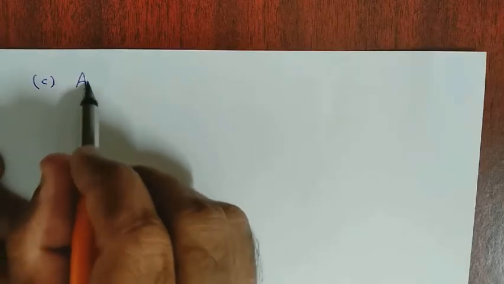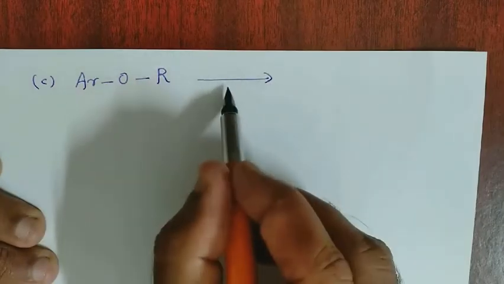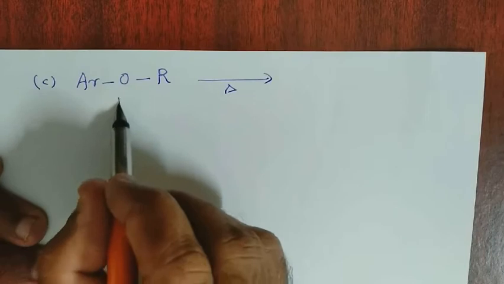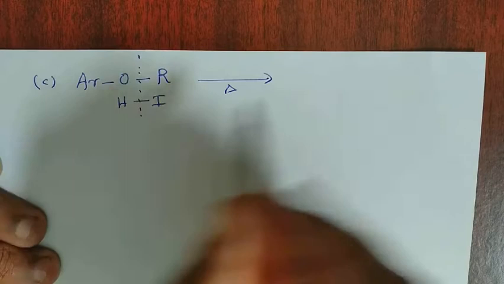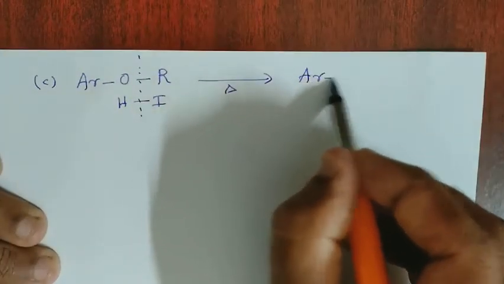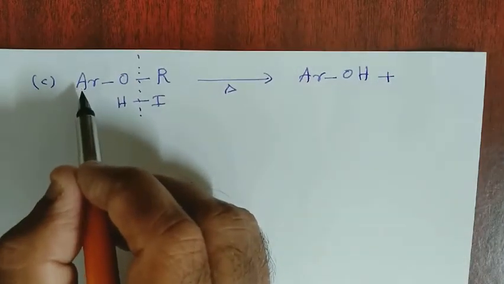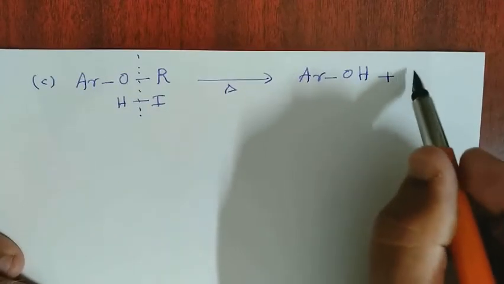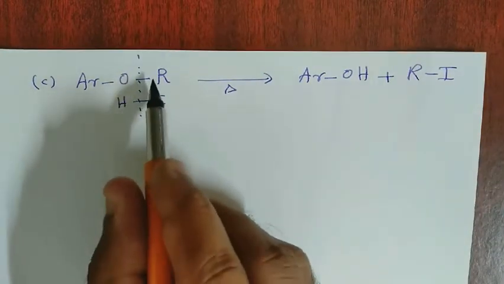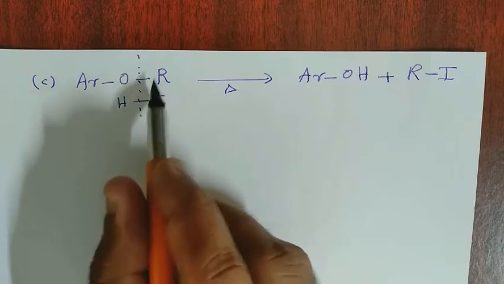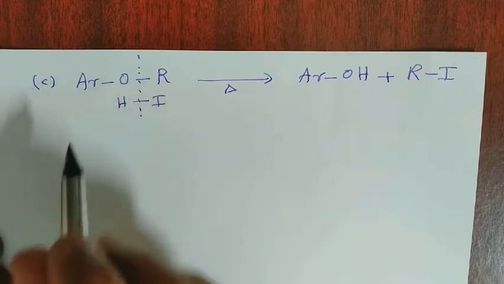Alkyl aryl ethers, on heating with concentrated HI, give a mixture of alkyl iodide and phenol. Ar stands for a phenyl group or a substituted phenyl group. In this reaction, the carbon-oxygen bond between the alkyl group and oxygen undergoes cleavage.